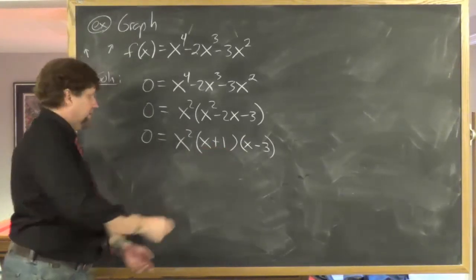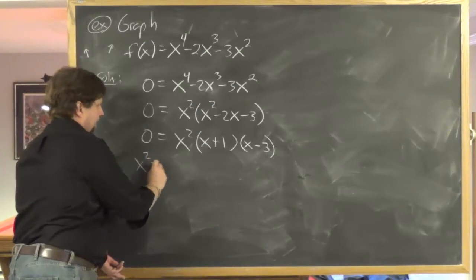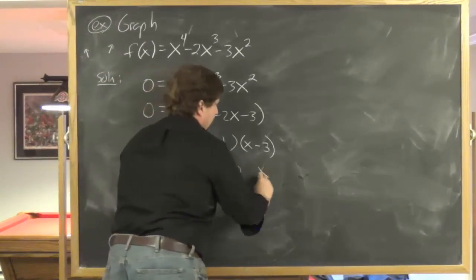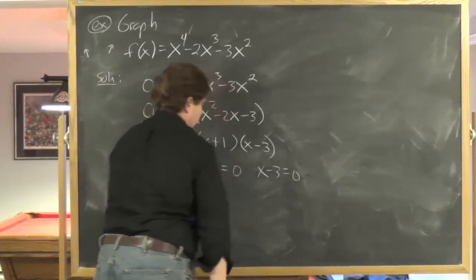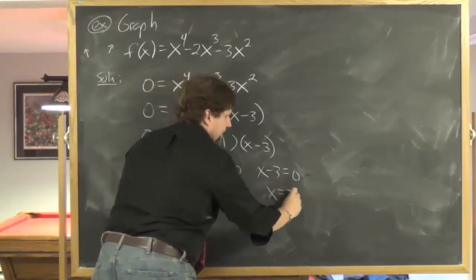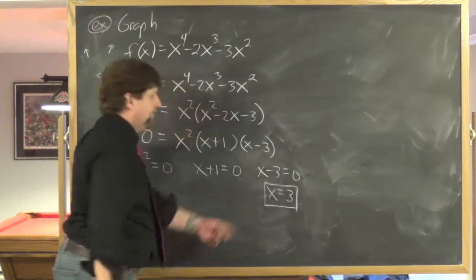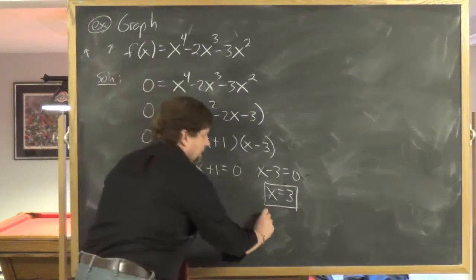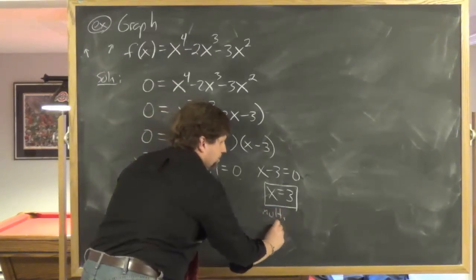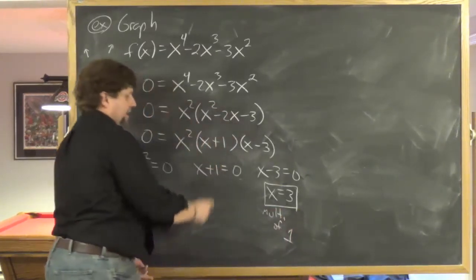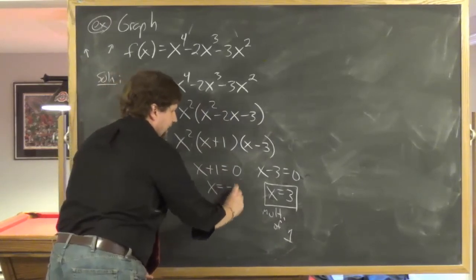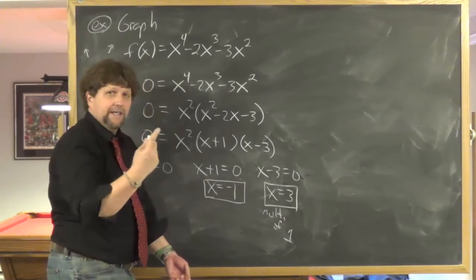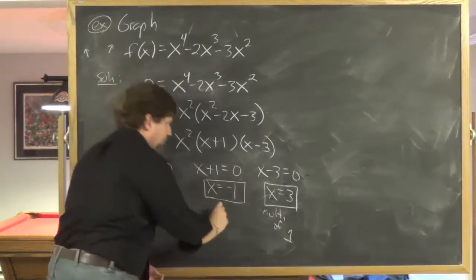And I set each factor equal to 0. X squared equals 0. X plus 1 equals 0. X minus 3 equals 0. Notice this gives me a 0 of x equals 3. And it has multiplicity of 1. It only occurs once. I'll make that little note here, multiplicity of 1. Here I get x is negative 1. It only occurs one time, so it has multiplicity of 1.